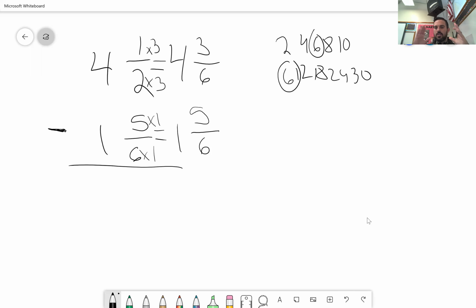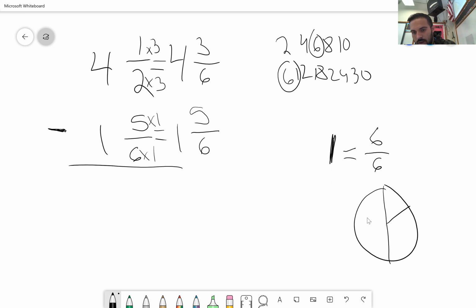Now, let me get some visualization here. Something that I want you to understand is that 1 whole, if you're going to borrow 1, is equal to, in this case, 6 over 6. Think of it, you have 1 whole pizza, even though there's 6 out of 6 slices. 6 over 6 is 1 whole. So what you're going to do is borrow from the whole number next to it, and then convert it to a fraction.